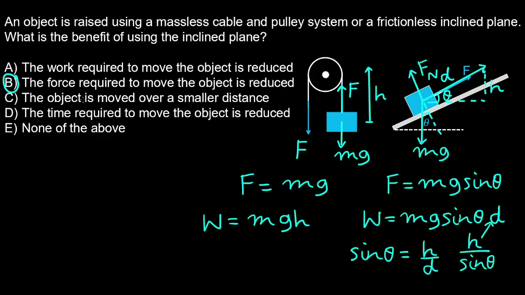And part C is wrong, because in the case of the inclined plane, the block is moved over a longer distance, and in part D, the time required to move the object is not reduced, given that longer distance that the block has to travel, versus straight up to a distance h.